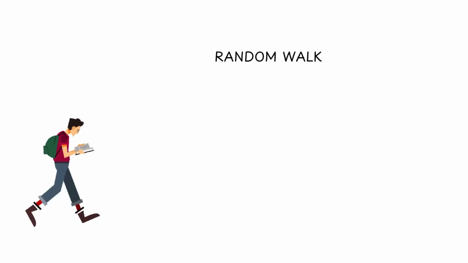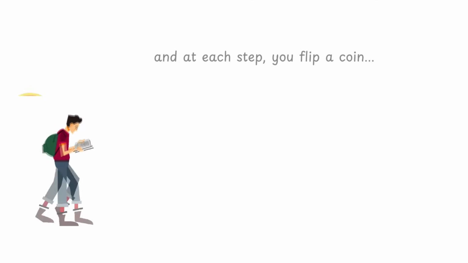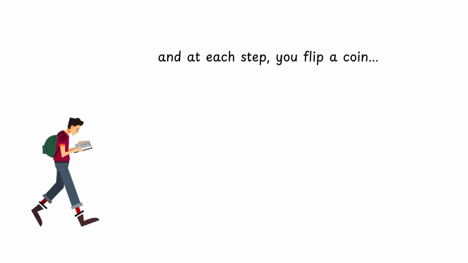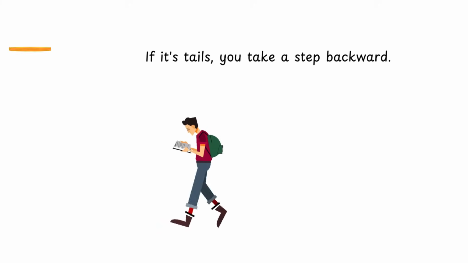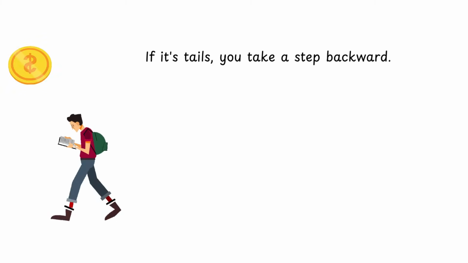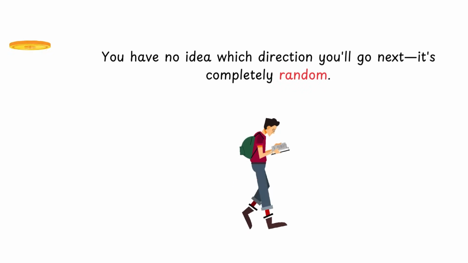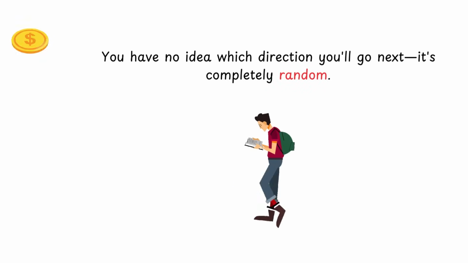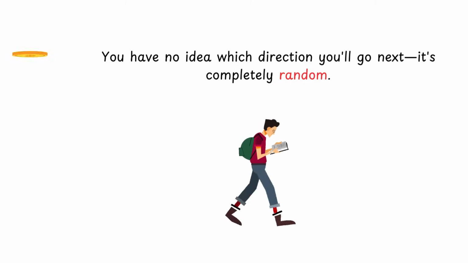A random walk is a simple way of describing how something changes unpredictably over time, like the movement of a stock price or the path of a person wandering aimlessly. Imagine you're walking down a street and at each step you flip a coin. If it's heads, you take a step forward. If it's tails, you take a step backward. You have no idea which direction you'll go next, it's completely random. After many steps, you could be anywhere, but there's no way to predict exactly where you'll end up. Each new step doesn't depend on the ones before it, you're just reacting to the coin flip.